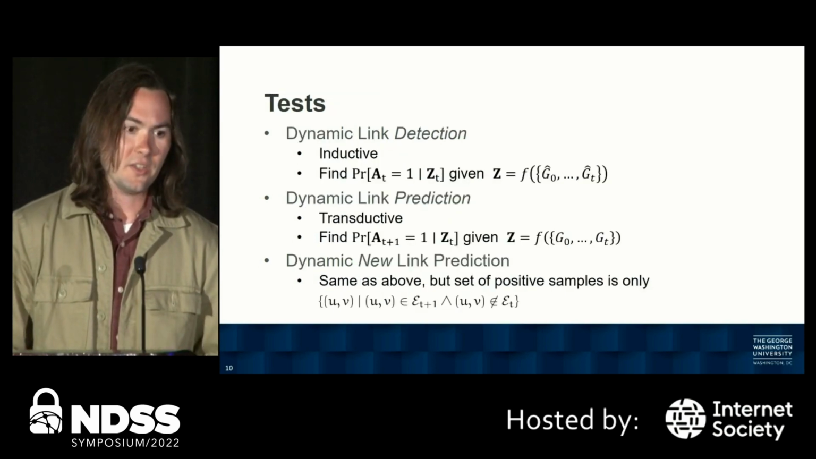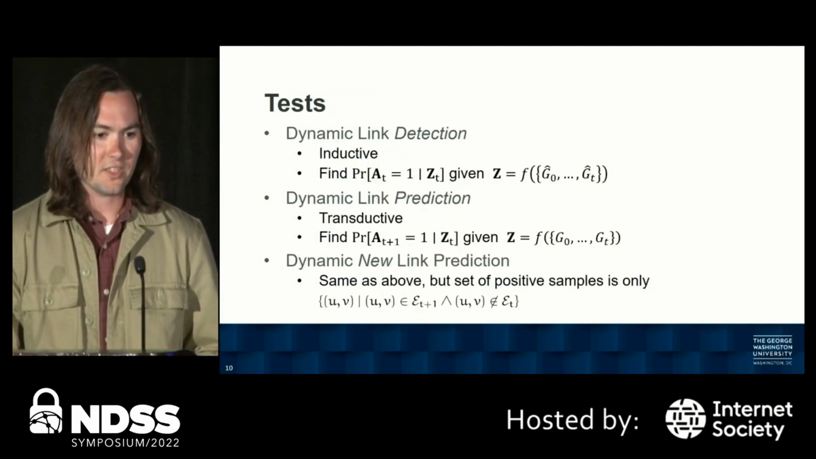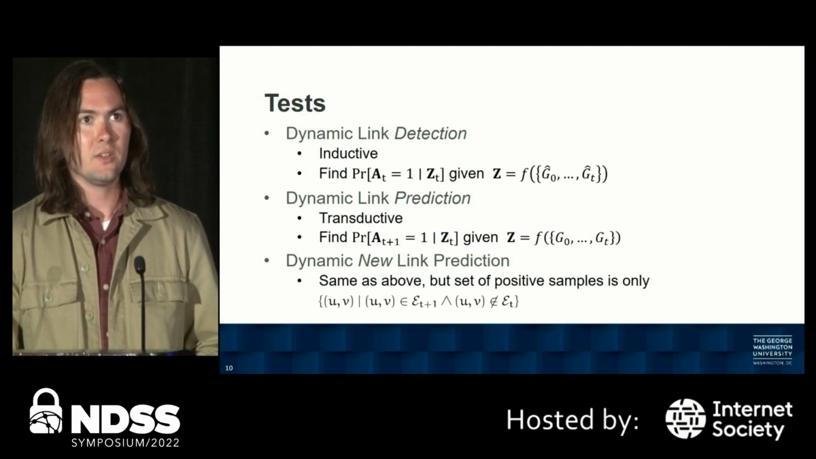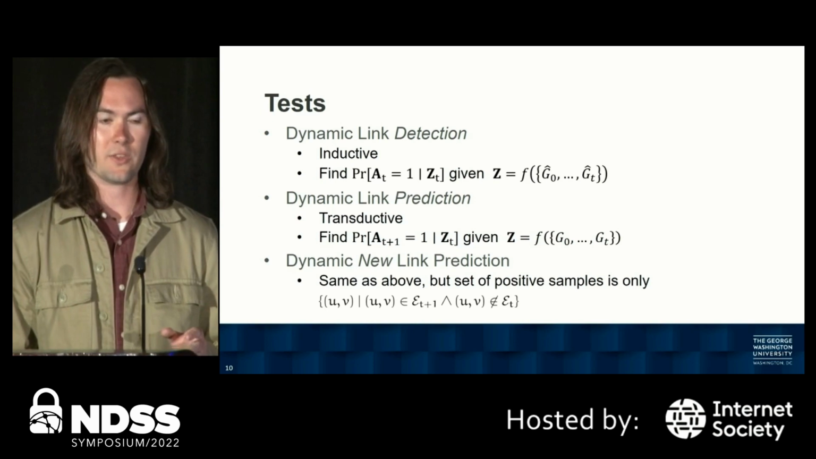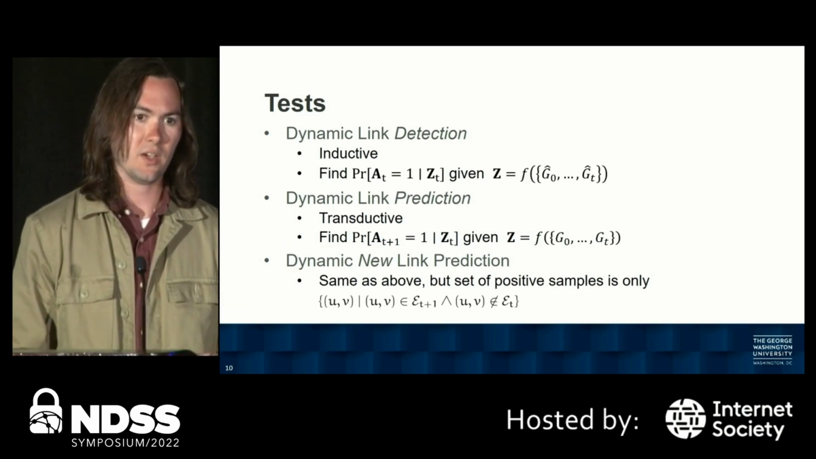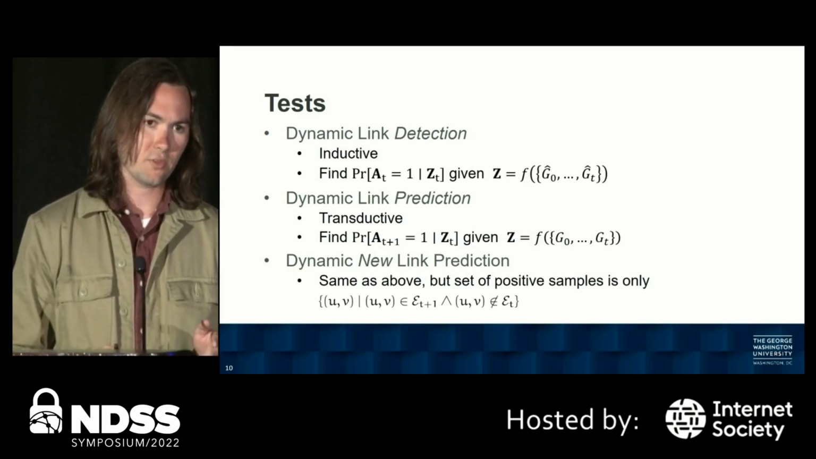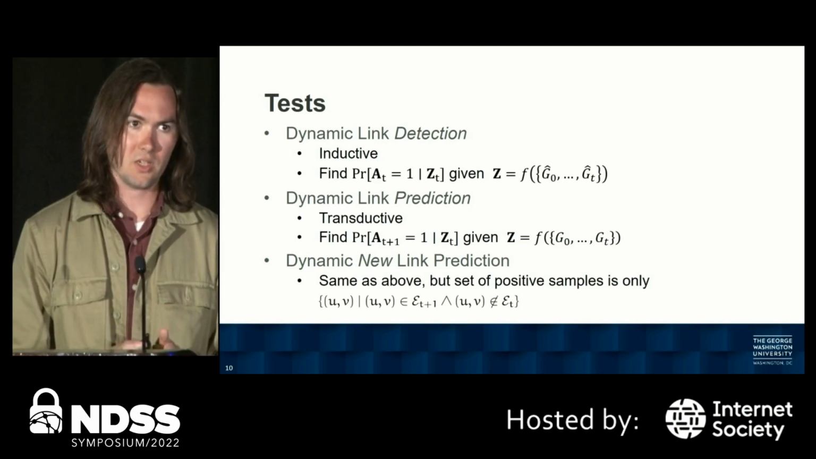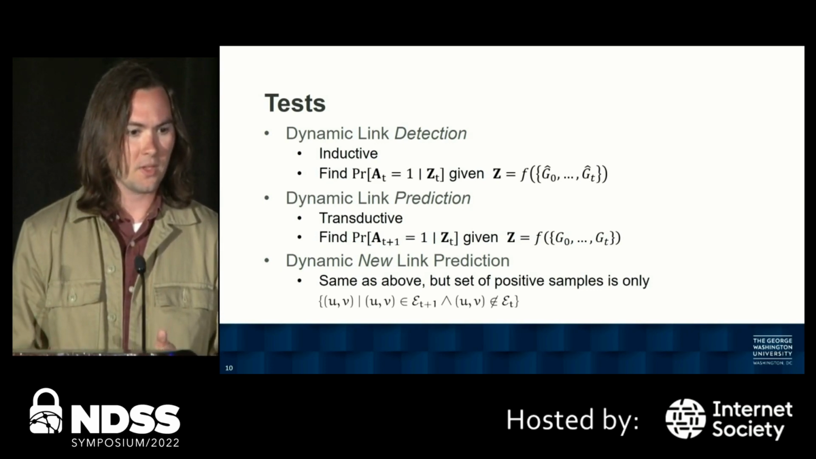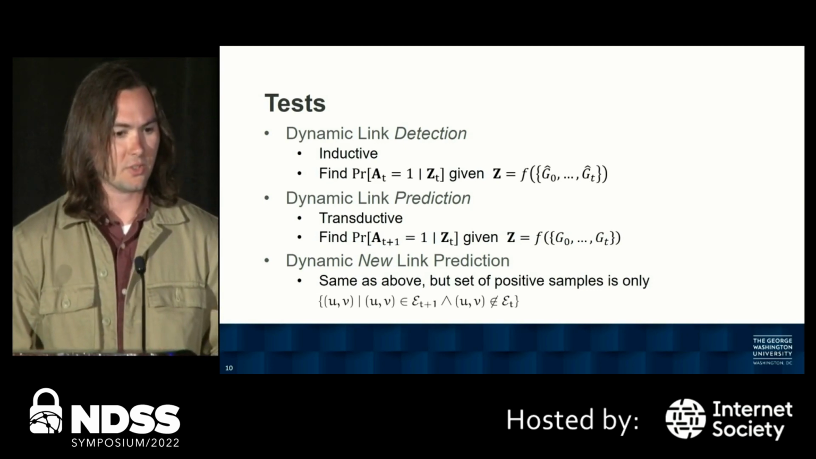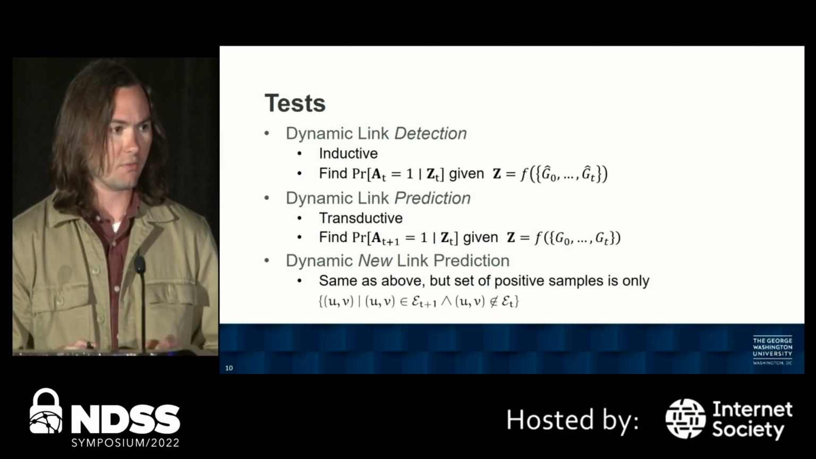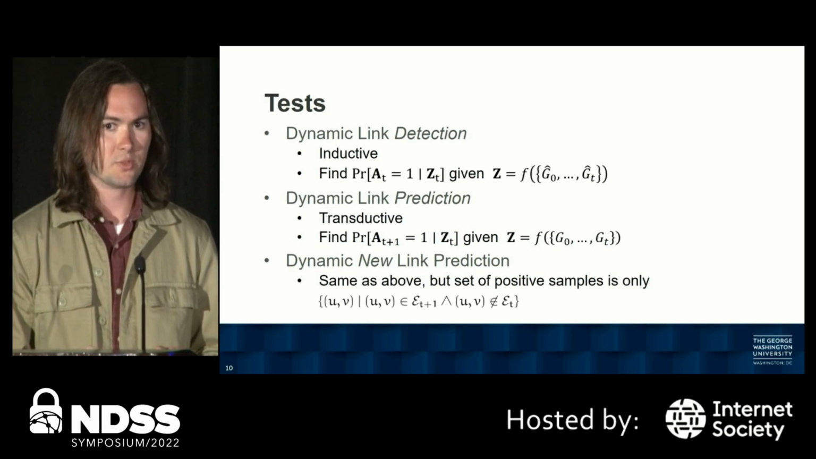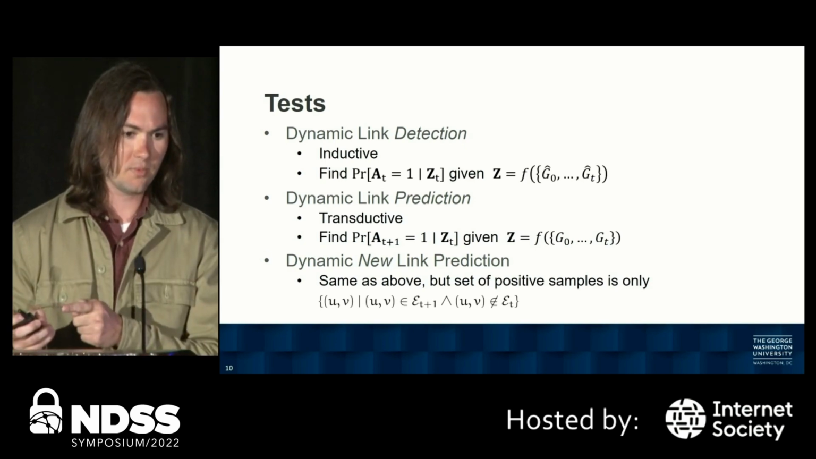And then the tests we did are first dynamic link detection, which is given partial views of each graph. Can we predict whether or not an edge should exist, given what we've seen about a whole bunch of graphs up until time t, but only partially observed graphs? There's also dynamic link prediction, which is given graphs up till time t that are fully observed, can we predict whether an edge will exist between 2 nodes in the next time step?